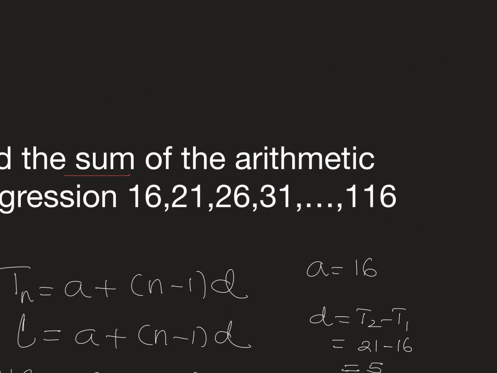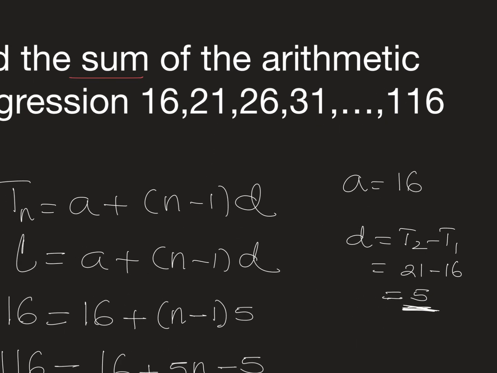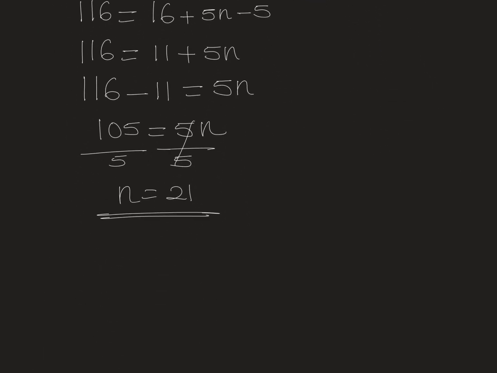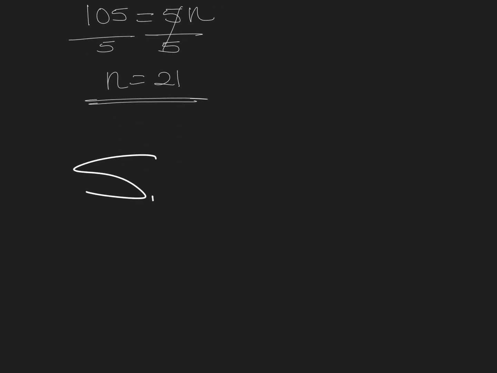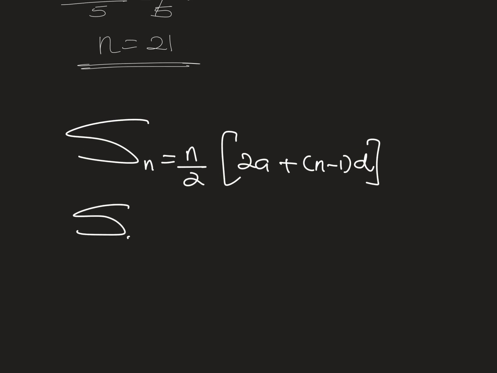It means from 16 to 21 to 26 to 31 up to 116. If you should write all the terms, you will find out that you have 21 terms. So actually, the question wants you to find the sum of the first 21 terms. Okay? So using S sub n is equal to n over 2 into 2a plus n minus 1 times the difference. So we want to find the sum of the first 21 terms.